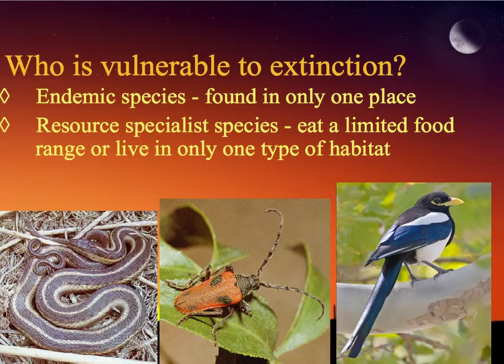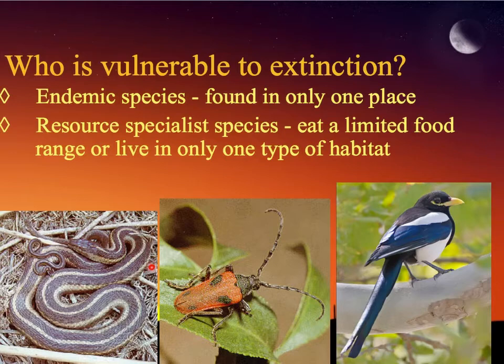So who is most vulnerable to extinction? What types of populations of animals? There are a type of populations that are called endemic species, and those are species that are only found in one place. So animals such as the northern spotted owl, found in a really limited range here in the Northwest, and also those that are resource specialist species. So they eat a really limited food supply, so very specific things, and they live in only one type of habitat. All right, so all of these animals here are either endemic to a certain area, meaning they only live there, or they're very specialist species eating a very limited amount or type of food.